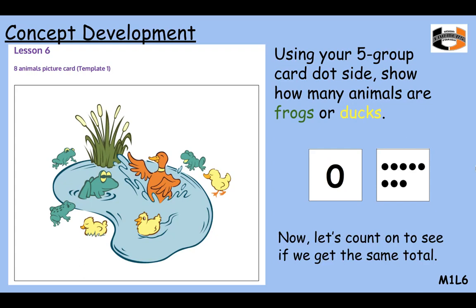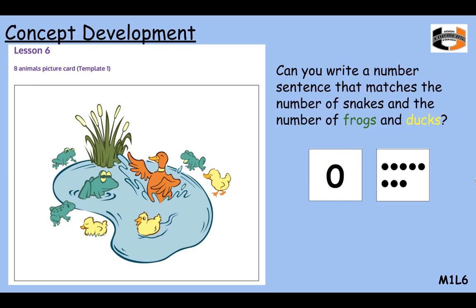Now let's count on to see if we get the same total. 0, 1, 2, 3, 4, 5, 6, 7, 8. We got the same total. Can you write a number sentence that matches the number of snakes and the number of frogs and ducks? Zero plus 8 equals 8.